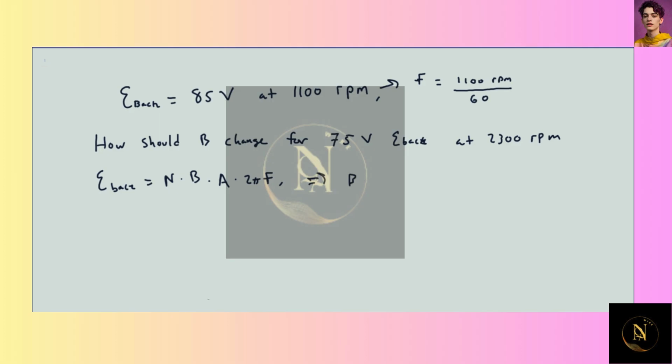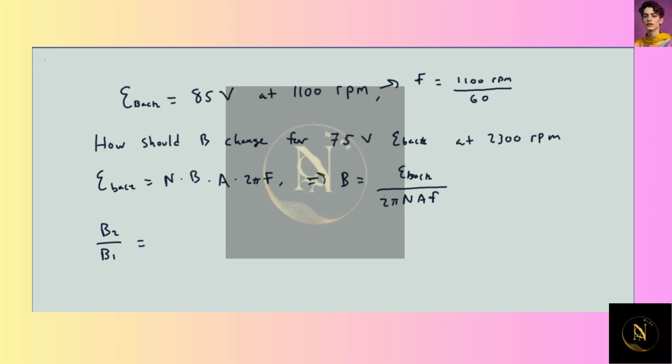So the B field, let's write a nicer B here. The B field is given by the expression the back EMF over 2 pi N A F. So now, if we want to know how we should change the B field, we can take the ratio of two different B fields. The B field in the first case and the B field in the second case.